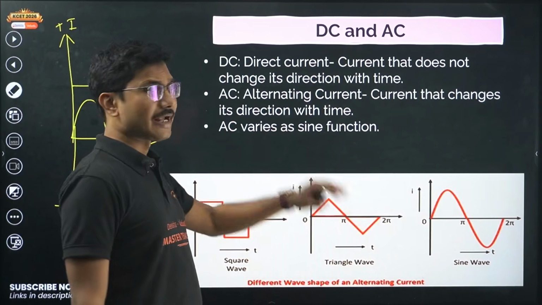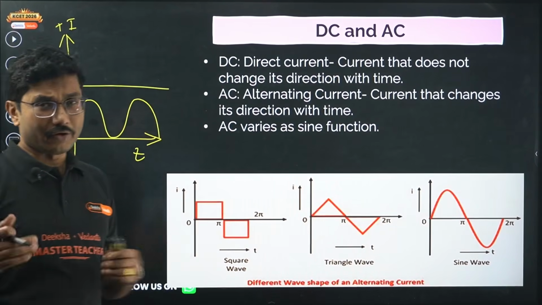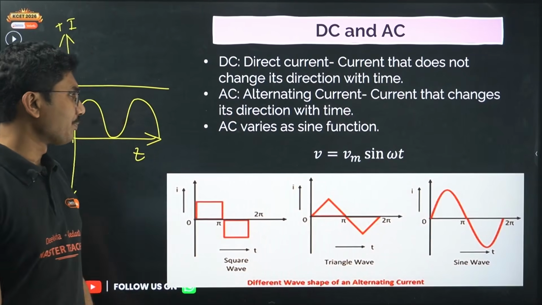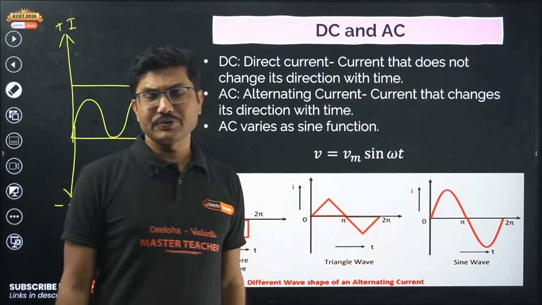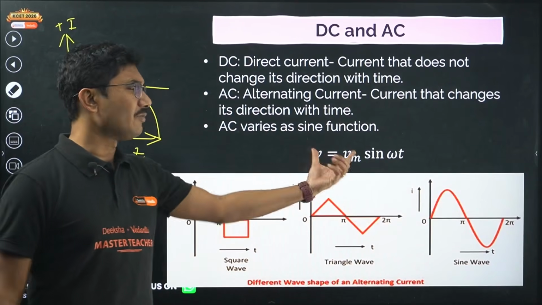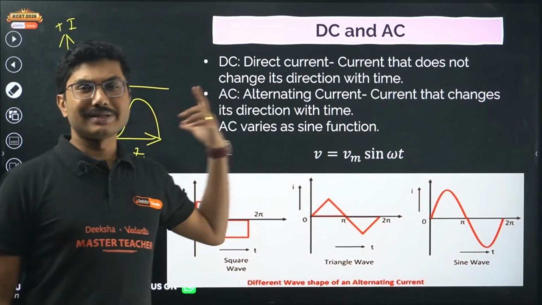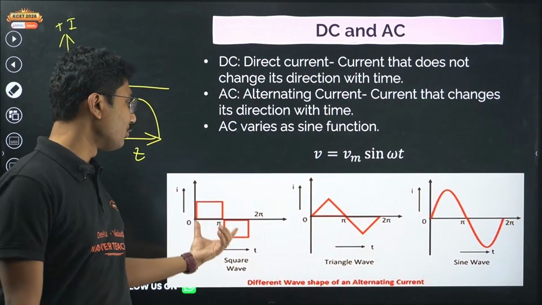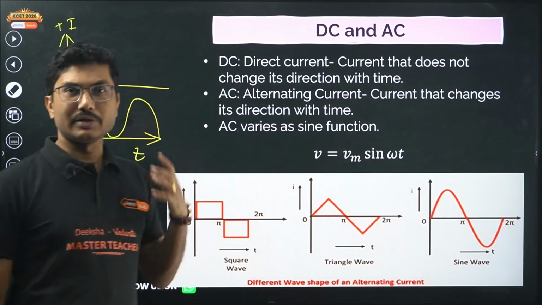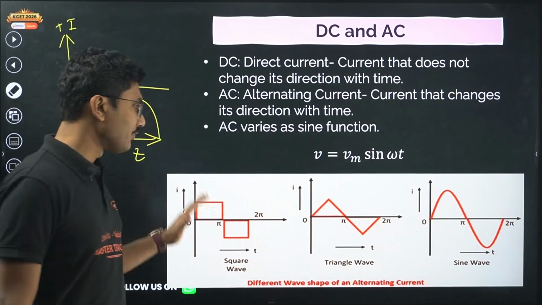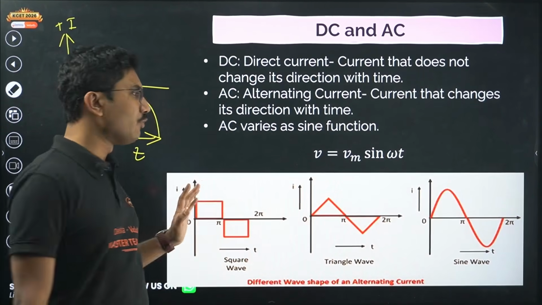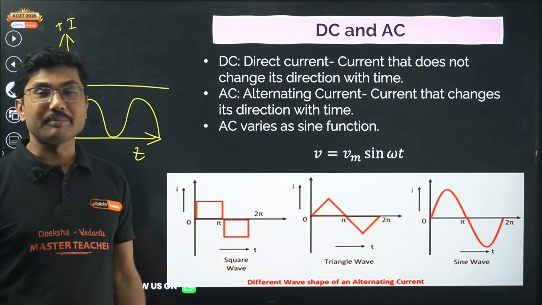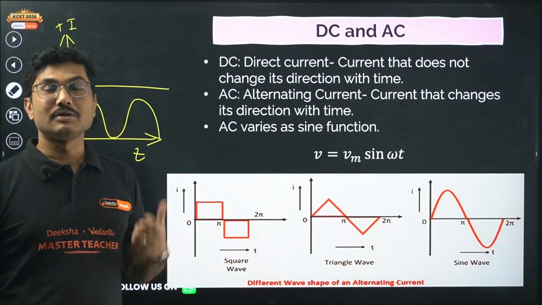AC varies as a sine function. For this chapter, whatever AC we take will be a sine function, V equals Vm sine omega t. This is the general form of AC that we will study in this chapter, but for your convenience, you should know these kinds of graphs are also considered AC. It is very common in exams that they will give you 4 different diagrams and ask which of them is AC or which of them is not AC.